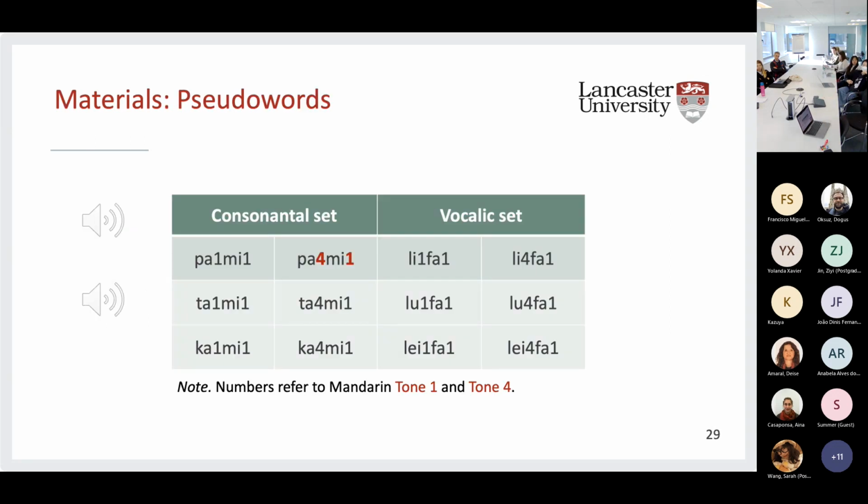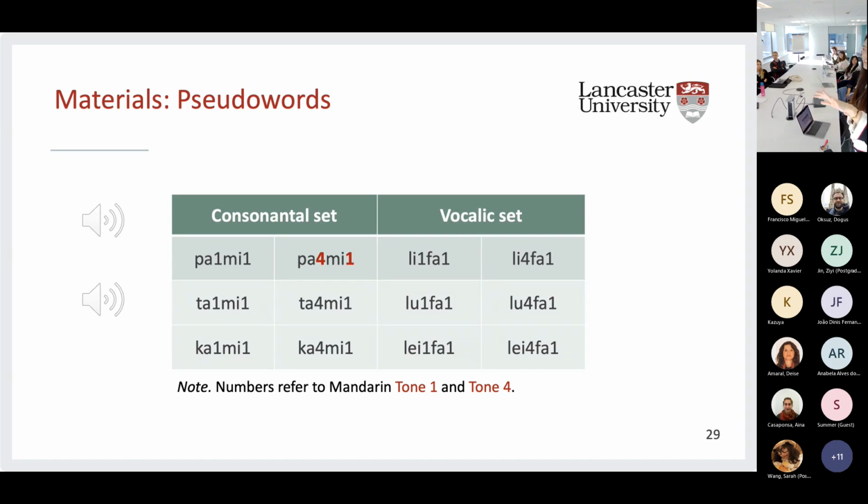And here are the pseudowords. These pseudowords are generated based on Mandarin Chinese. The phonemes we use can be found in both Mandarin and English, so both groups are familiar with these phonemes. But in addition to the phonemes, we add tones. As marked in red, there is a tone 1 and tone 4, which refers to Mandarin tone 1, which is a high flat tone, and Mandarin tone 4, which is a falling tone.